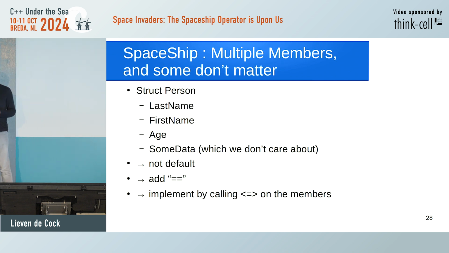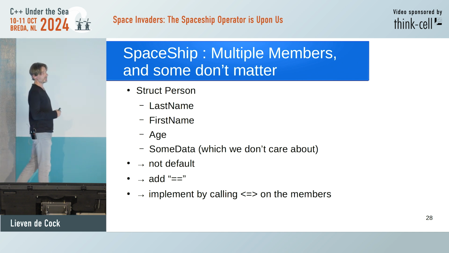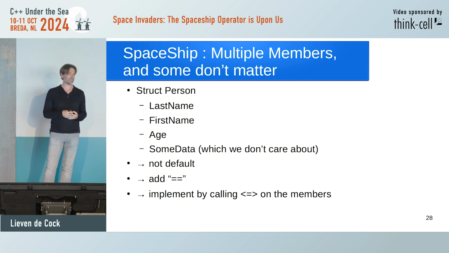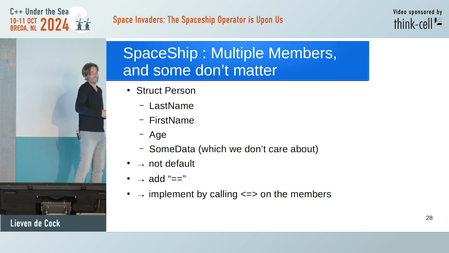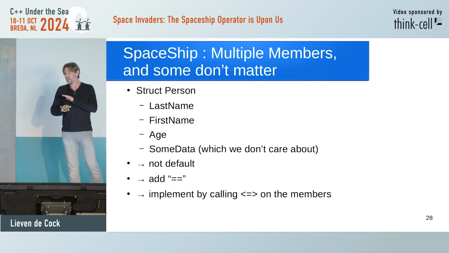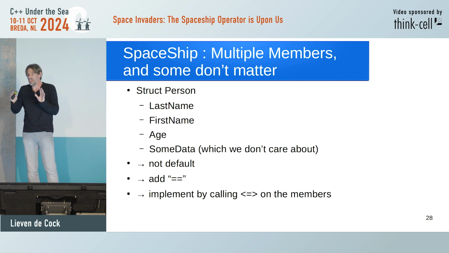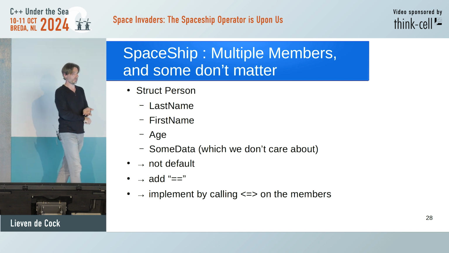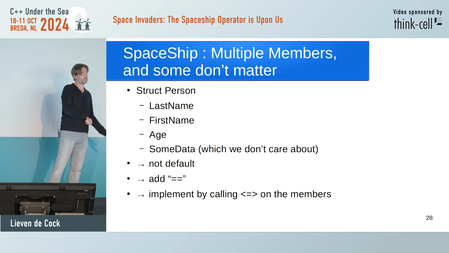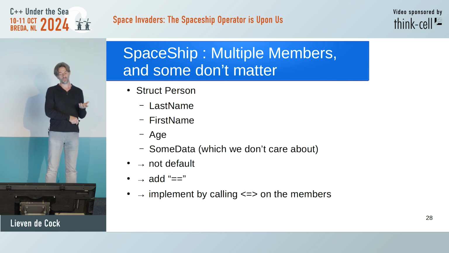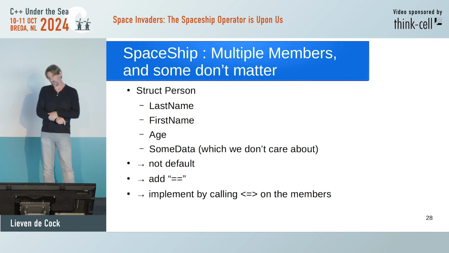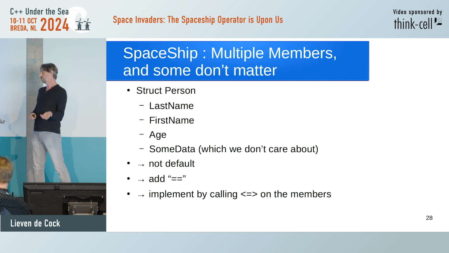Let's look at some more examples of the spaceship operator that we want to implement. Let's assume we have a struct, again, a person, it has a last name, a first name, it has an age, and it has some data. Some data we really couldn't care less about. Maybe it's some caching of something that actually doesn't matter. It needs to be not defaulted, because if we would keep the default thing from the compiler, it's going to look at the some data member. And we are explicitly saying that one should be out of the equation. So this means if it's not defaulted, we need to add the equality operator.